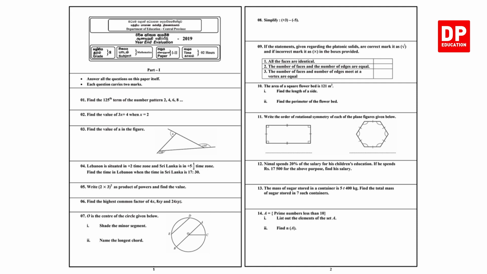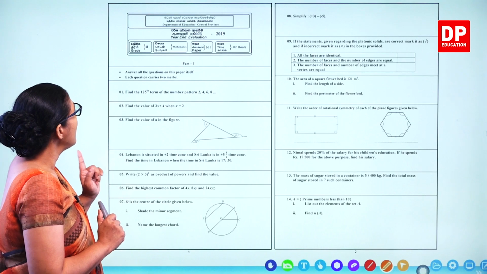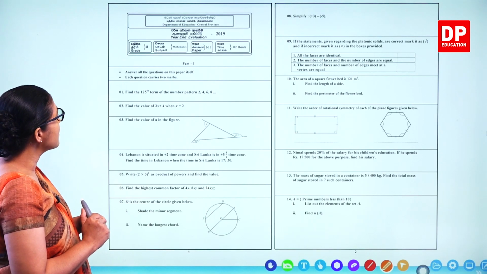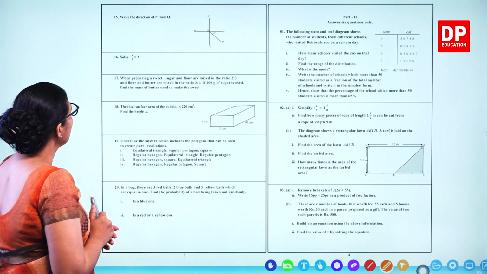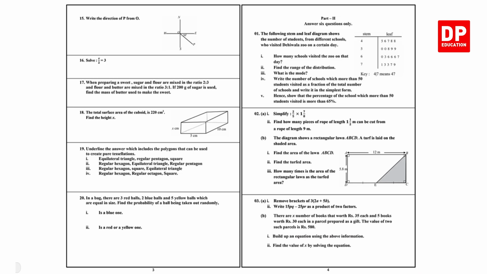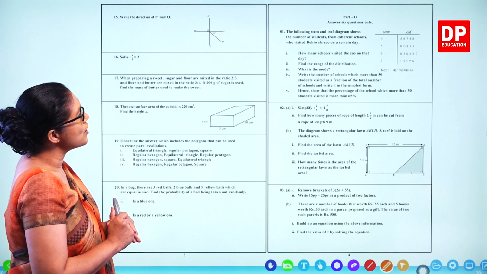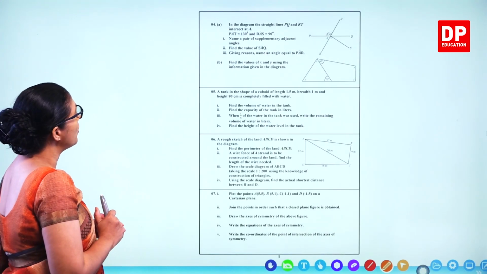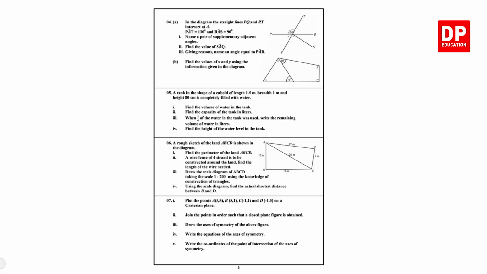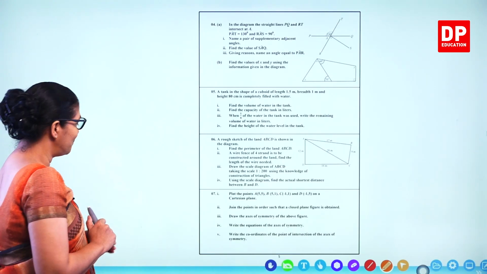Answer all the questions on this paper itself for part 1, and each question carries 2 marks. So you get questions 1 to 7, then questions 8 to 14, 15 to 20. Then you get part 2. Answer 6 questions only, so any 6 out of 7. Each question is worth 10 marks. So you get questions 1, 2, 3, then on the next page you get 4, 5, 6, 7. Let's do this paper now.